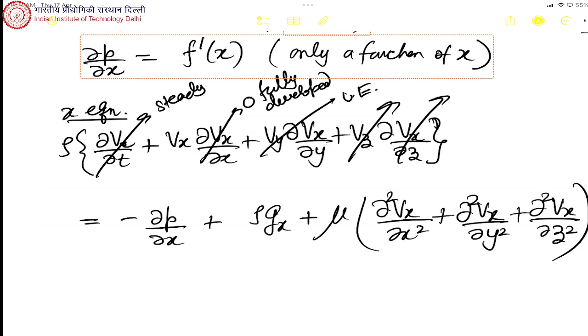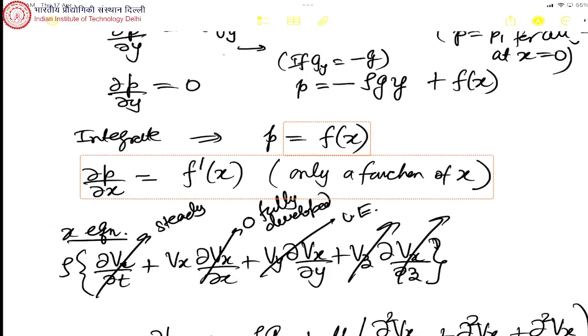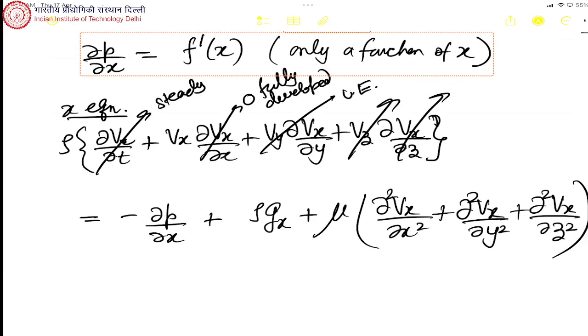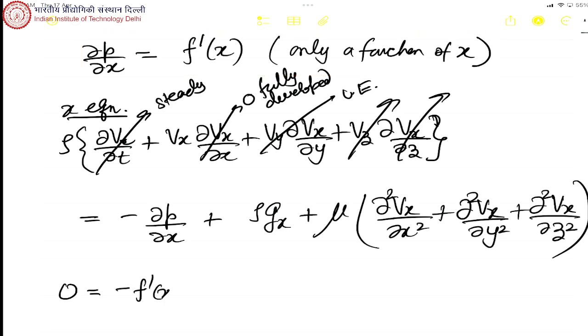Now in the right hand side, we have minus partial P by partial x. So this is equal to f prime of x. So 0 is equal to minus f prime of x. G sub x is 0 if gravity is vertical. Now what about the viscous terms? Which terms stay? Or are all three 0? Y and Z are 0.